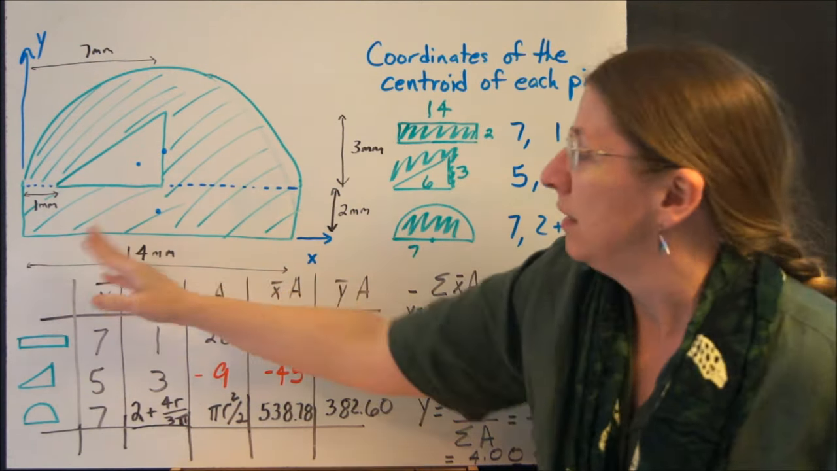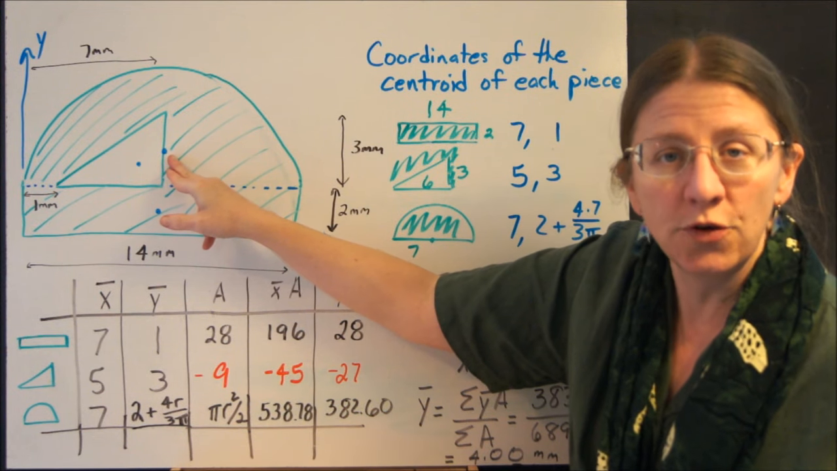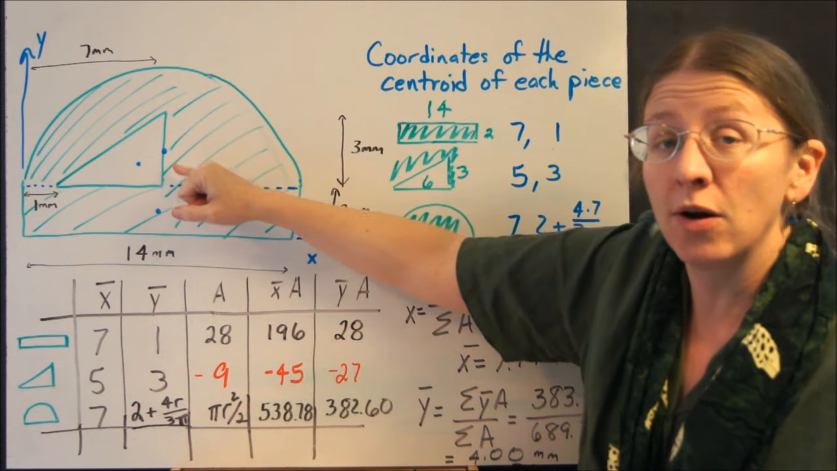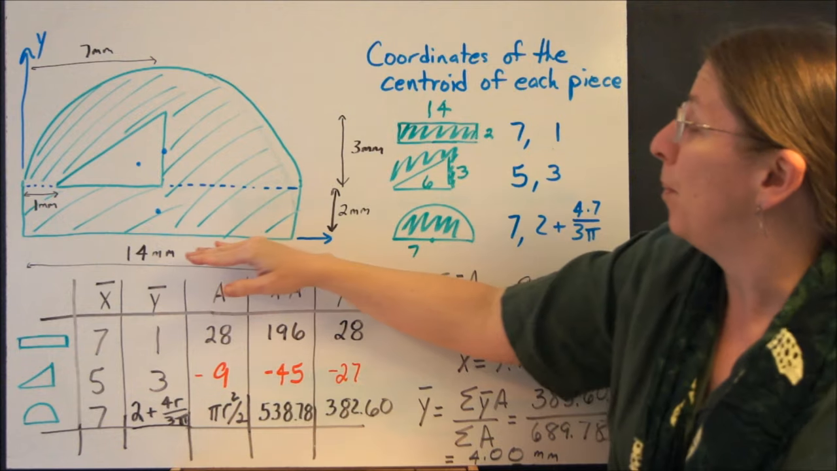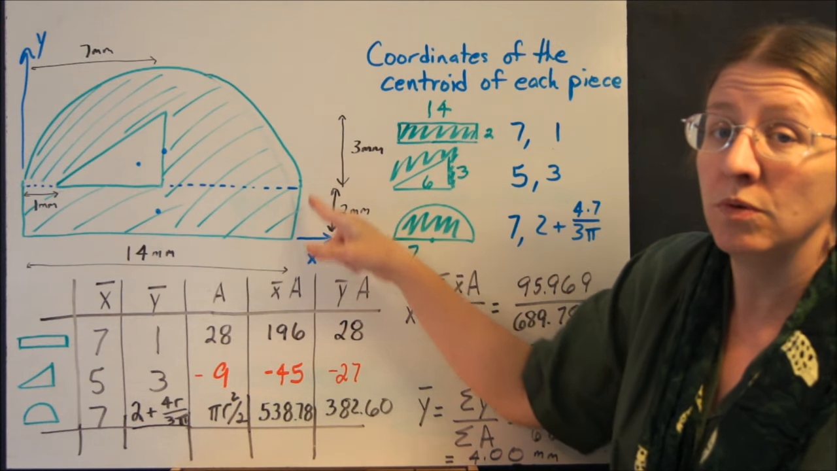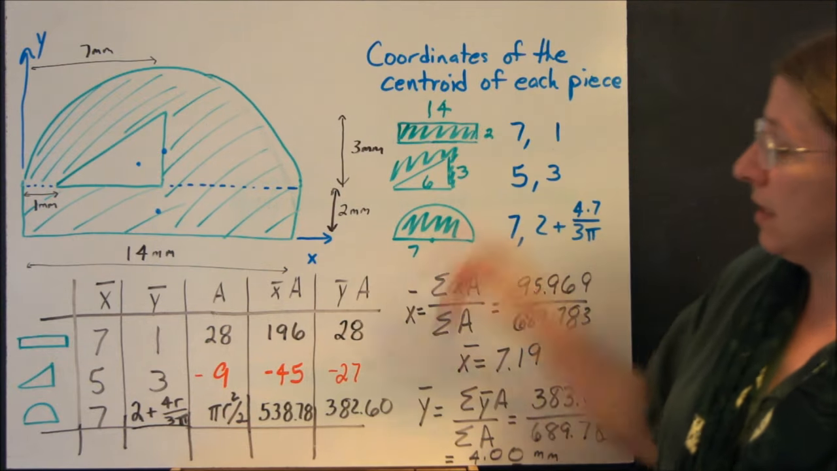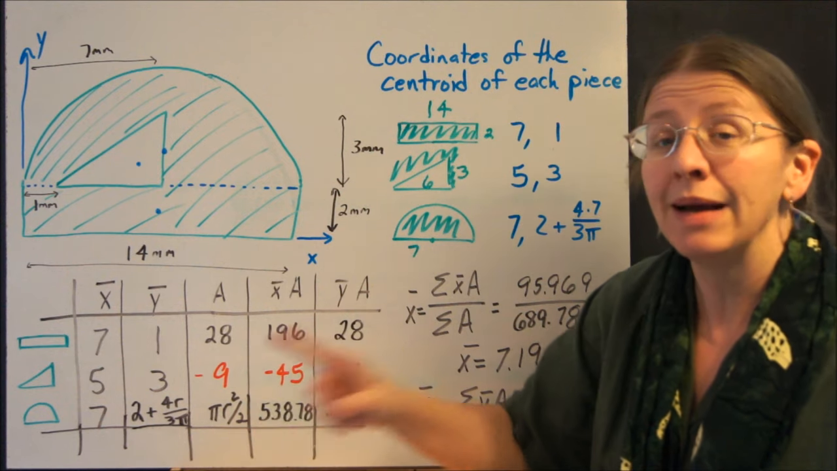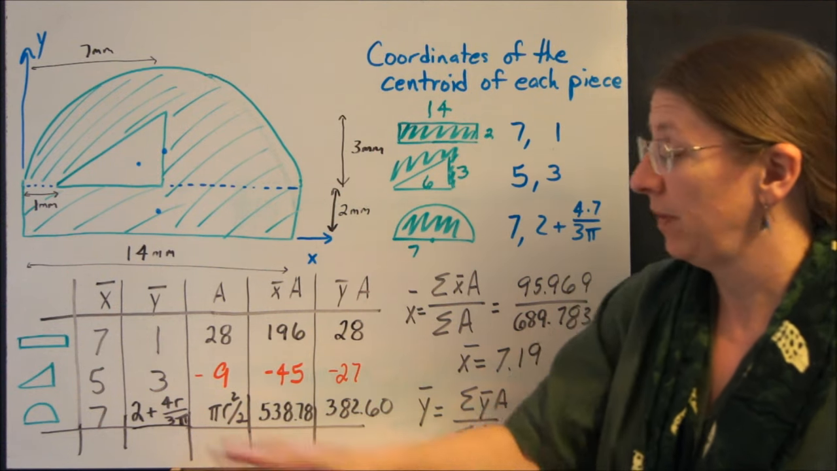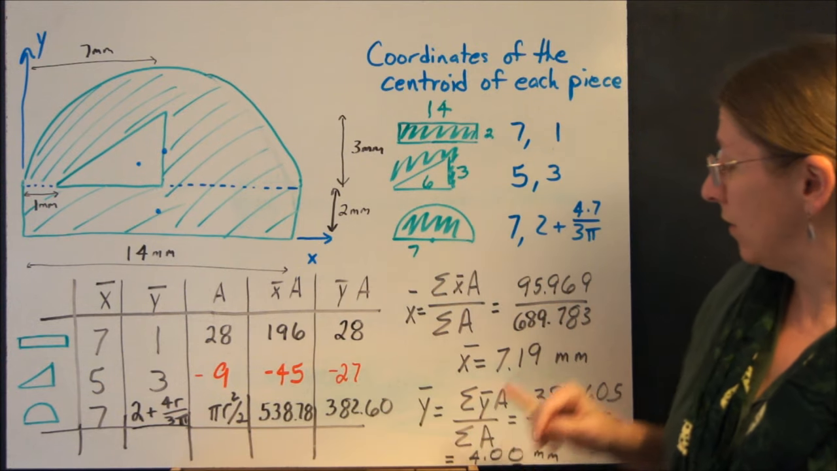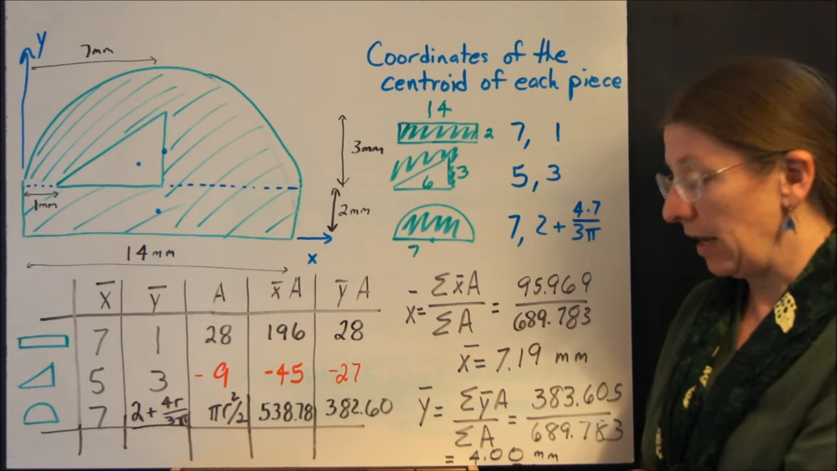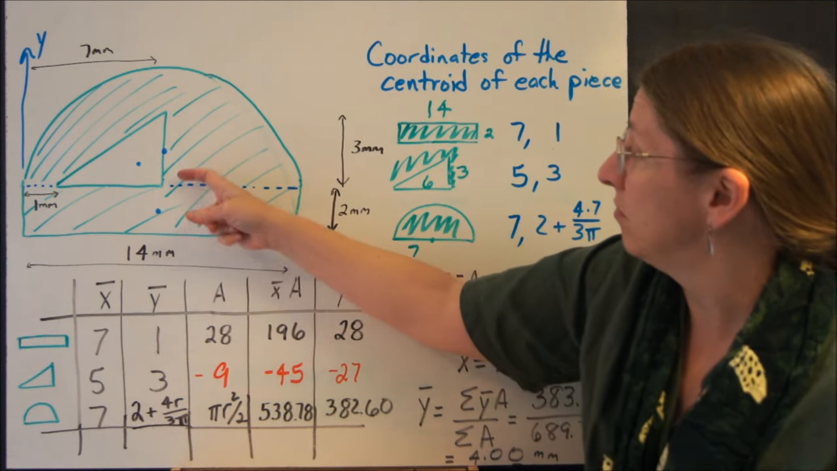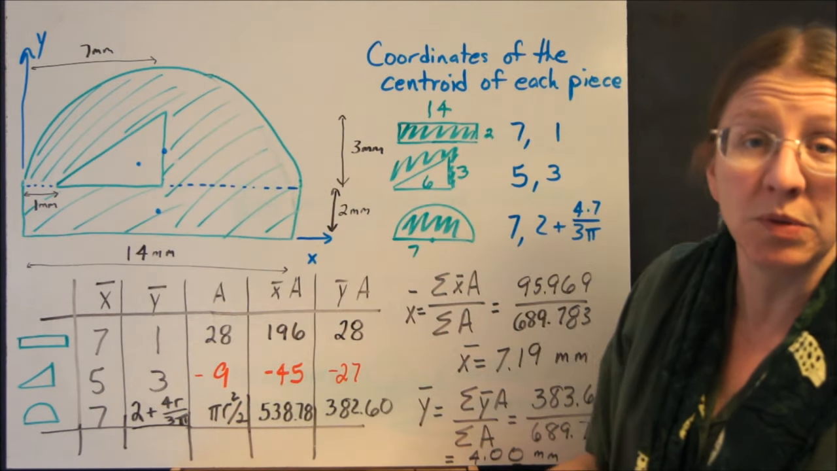The semicircle, the centroid of that semicircle is over at 7. And then up, 4r over 3π, plus this 2 millimeter offset at the bottom. So these numbers go in the charts here. The area is just the area of each of your pieces, bearing in mind that if you have a hole, the area is negative. So that's negative. When I multiply this all out, what I end up with here is 7.19 and 4. And if you plot that, you're just over halfway and just about right about here. And that seems very reasonable.